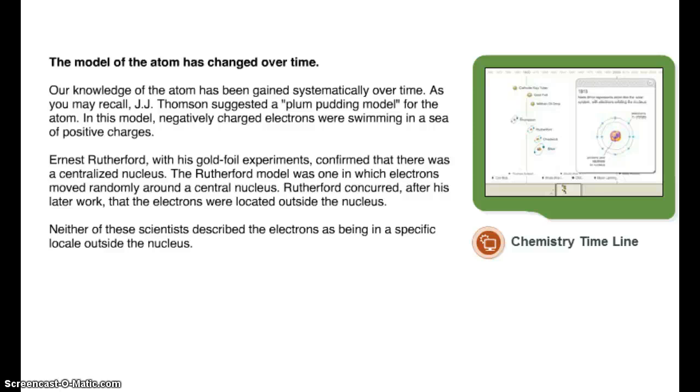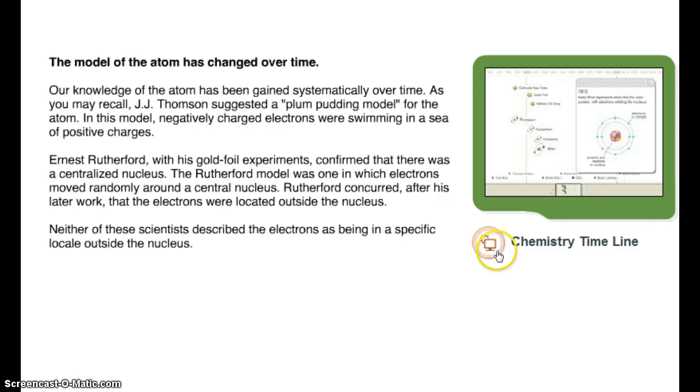As you may recall, J.J. Thomson suggested a plum pudding model for the atom. In this model, negatively charged electrons were swimming in a sea of positive charges. Ernest Rutherford, with his gold foil experiment, confirmed that there was a centralized nucleus. The Rutherford model was one in which the electrons moved randomly around a central nucleus. Rutherford concurred, after his later work, that the electrons were located outside the nucleus. Neither of these scientists described the electrons as being in a specific locale outside of the nucleus.